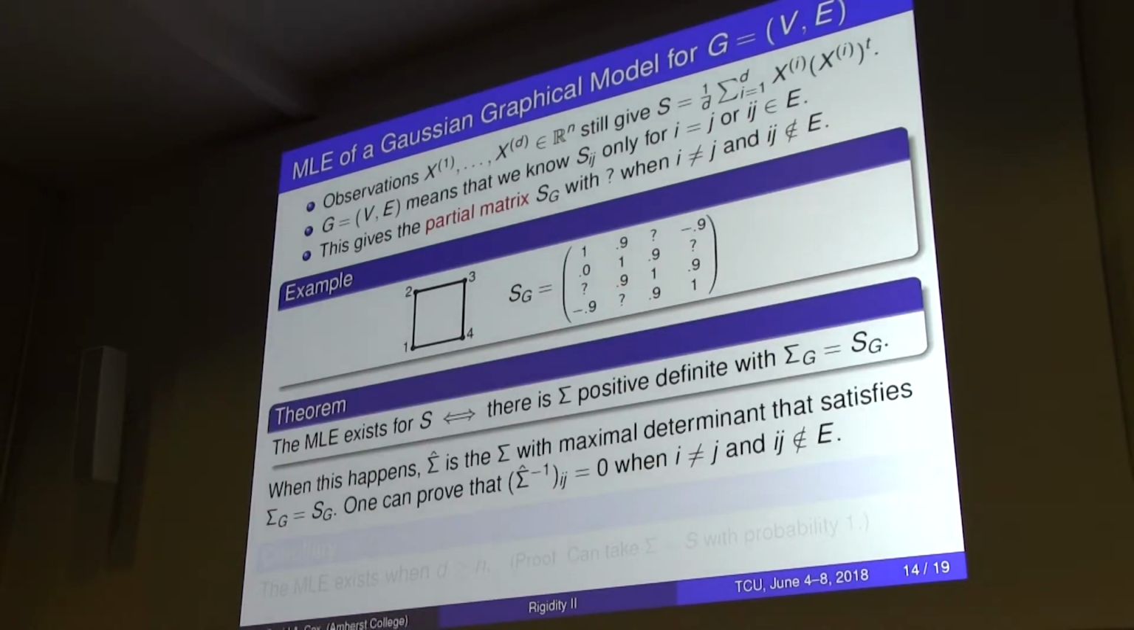The theorem that you can prove is that a maximum likelihood estimate exists for this particular sample covariance matrix if and only if there's a positive definite matrix which, when I look at the G entries, agrees with my sample one. So a way to think about it is that the MLE exists when I can take this partial matrix and complete it to something that's positive definite.